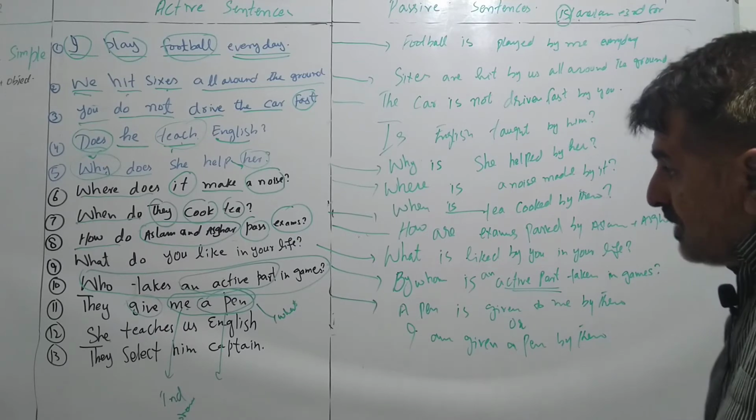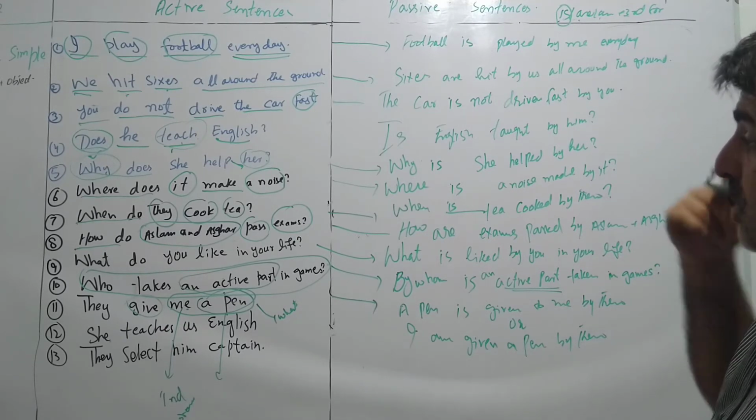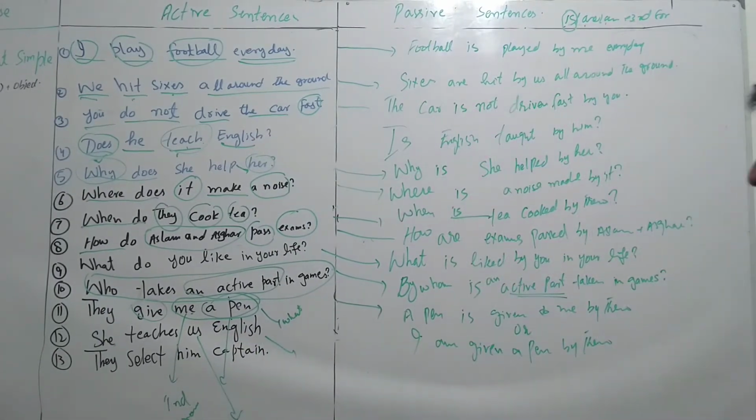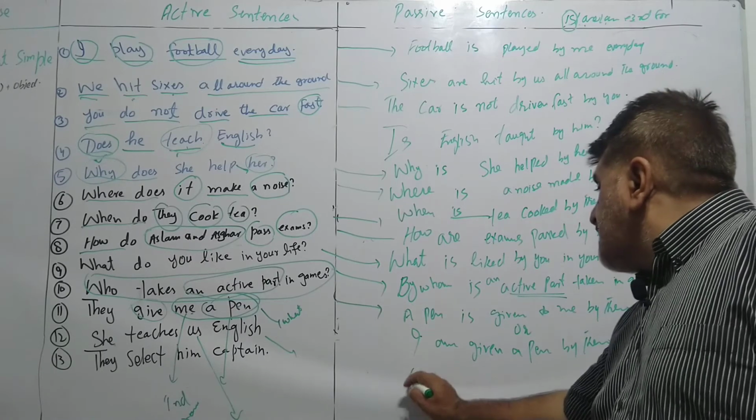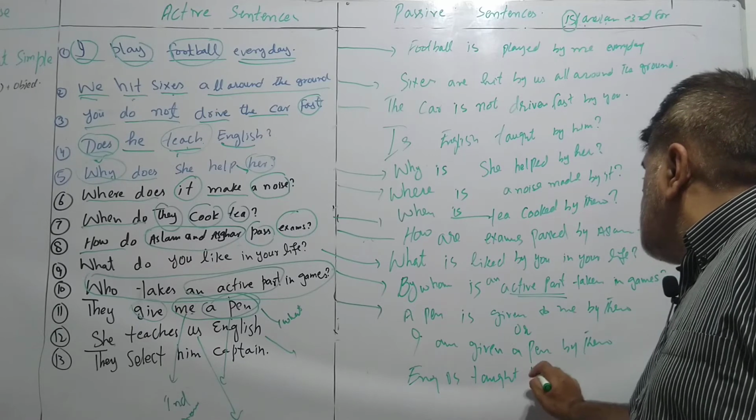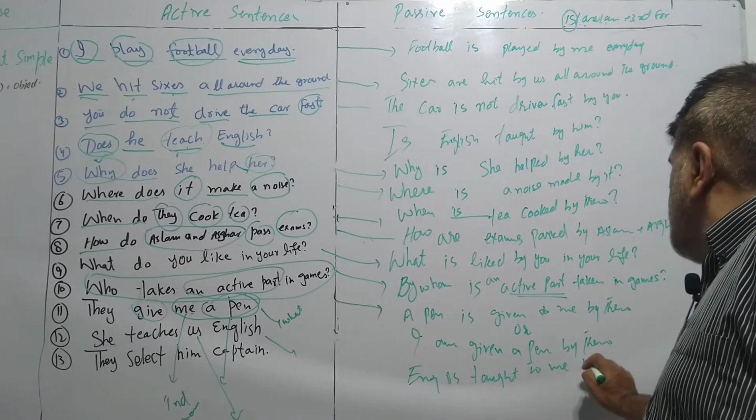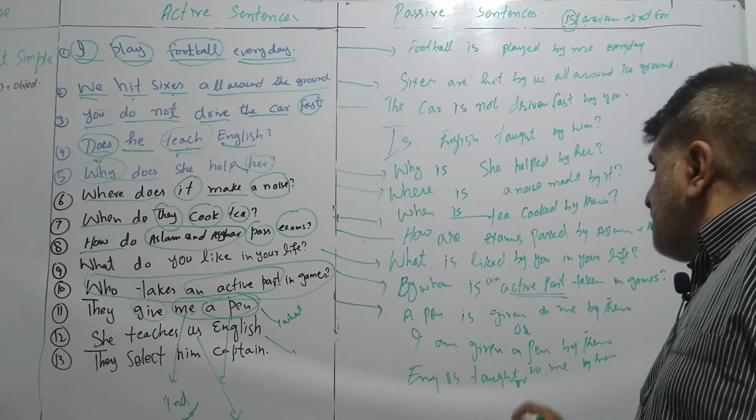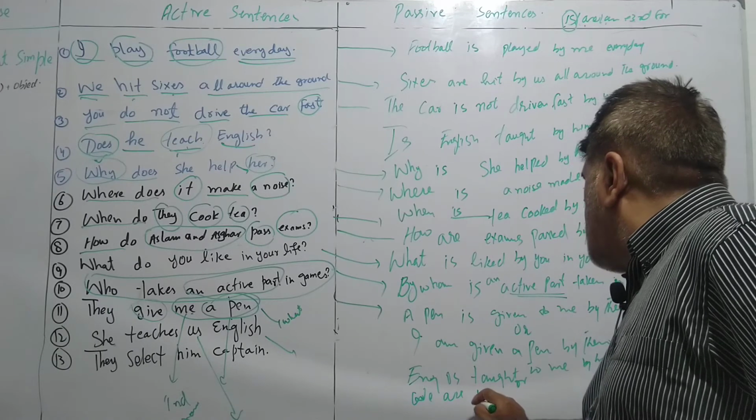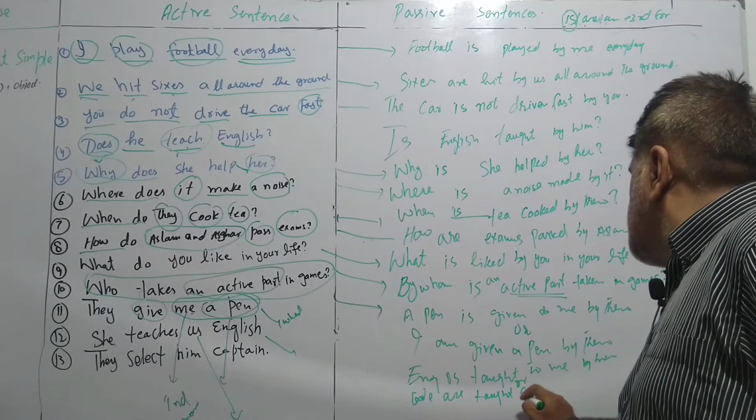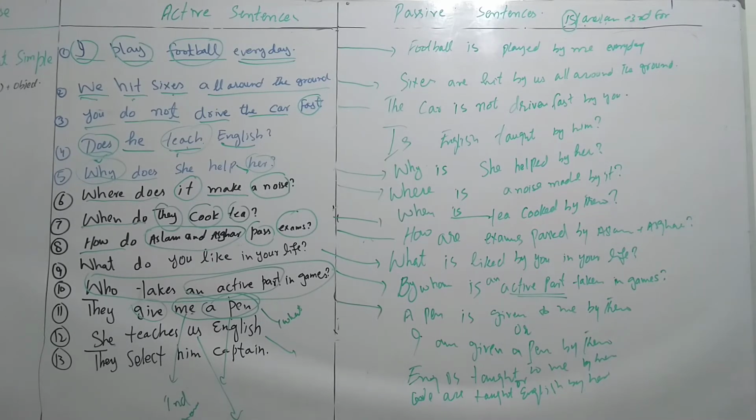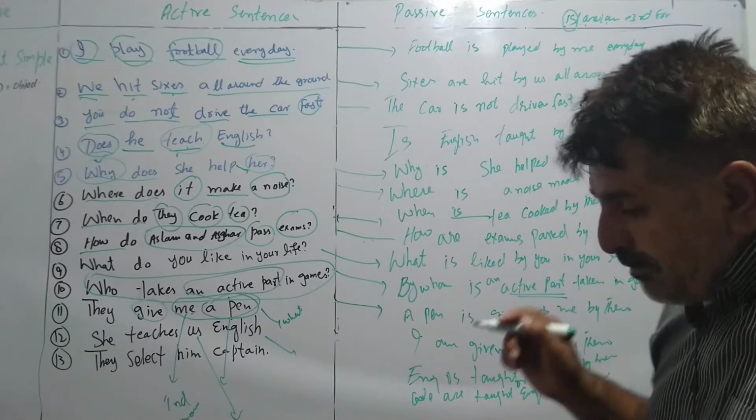This is important. Then teach. Teach is also ditransitive. You have an indirect object and you have a direct object. Suppose the first one is: English is taught to me by her. One more example. We are taught English by her.